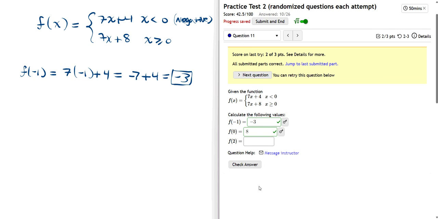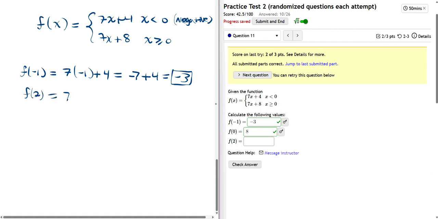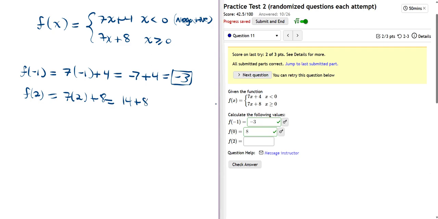The next one is f of 2, and f of 2 is also where x would be greater than 0, so I'm going to use the second part. And so plugging in 7 times 2, I'll get 14 plus 8, which is going to be 22.